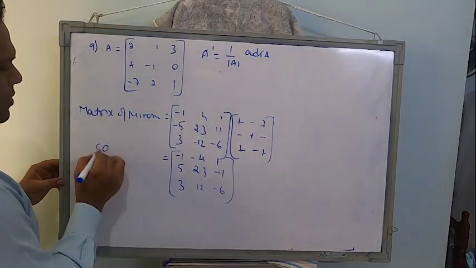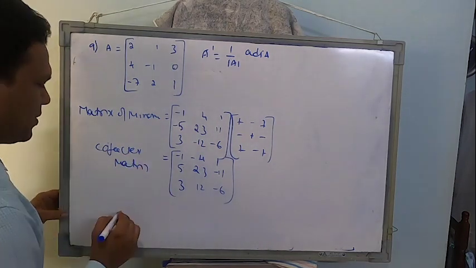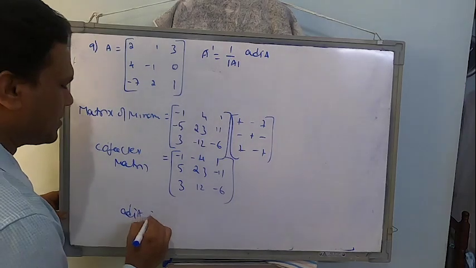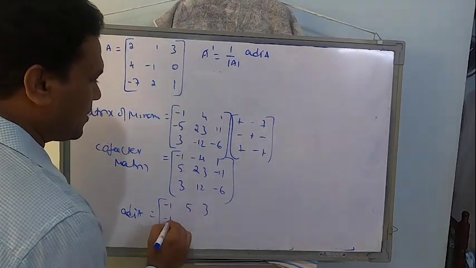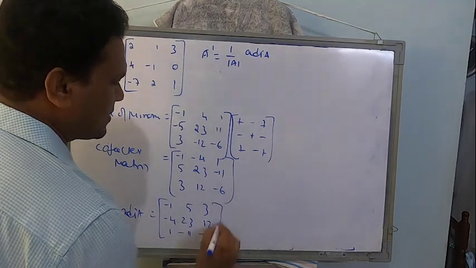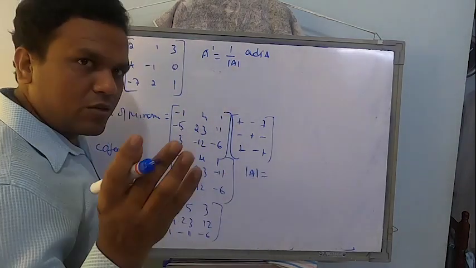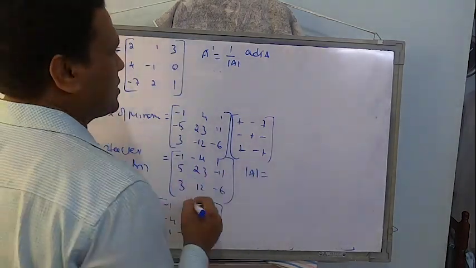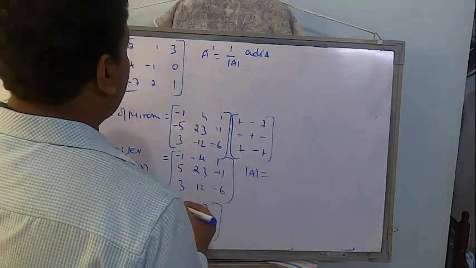So this is called the cofactor matrix. And now take the transpose of this, that will be called the adjoint. So minus 1, 5, 3, minus 4, 23, 12, 1, minus 11, minus 6. This is the adjoint. I should still find out the determinant now. I always suggest you find the determinant first and then go for the adjoint, because sometimes you cannot find the inverse. So let's go for the determinant.